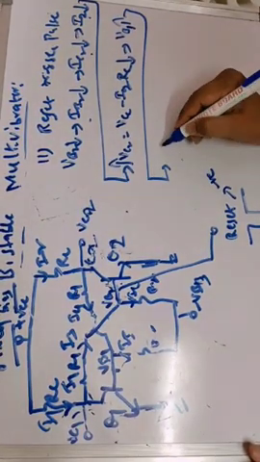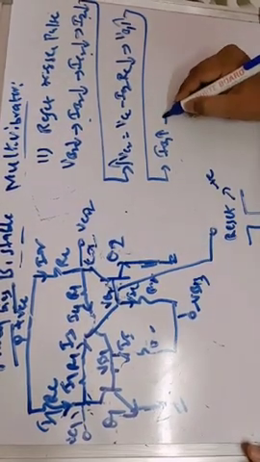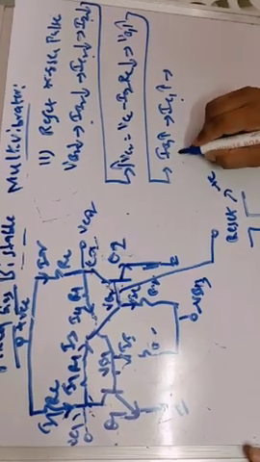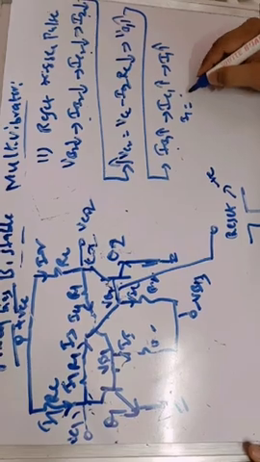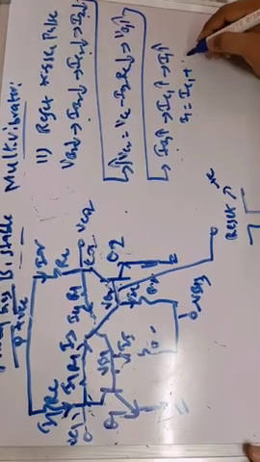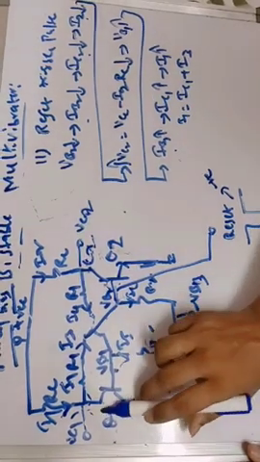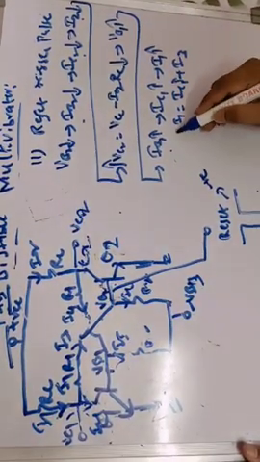As VB1 increases, what happens to the base current? The base current of the first transistor is increasing. IB1 increases, and IC1 also increases, since IC1 is beta times IB1. IC1 increases means I1 is increasing, because I1 is equal to IC1 plus I3 at this node. I3, IC1 is the current which is flowing here. As IC1 increases, I1 increases.